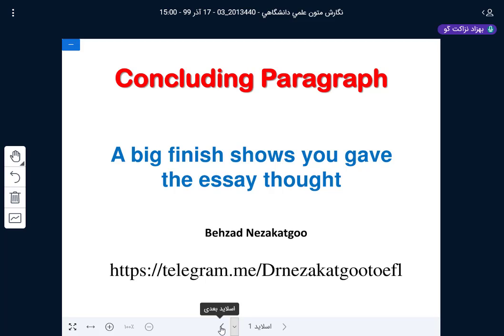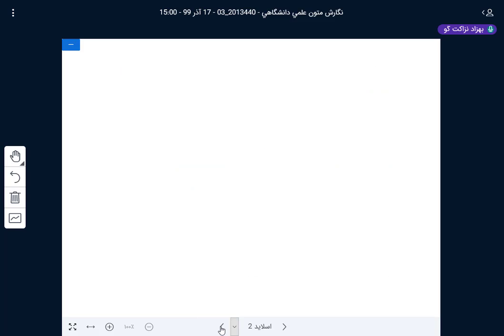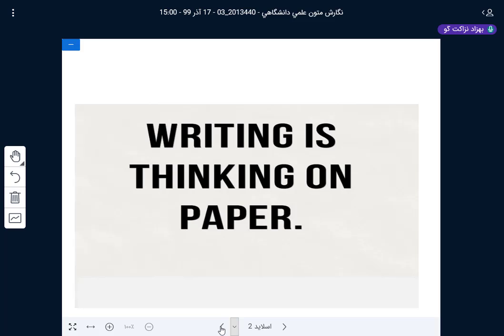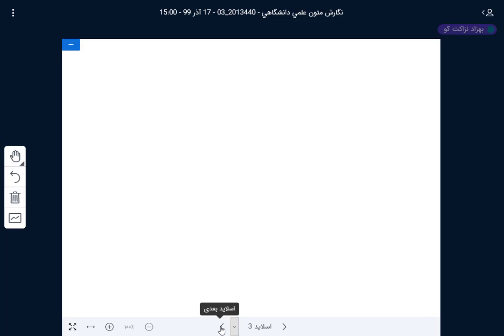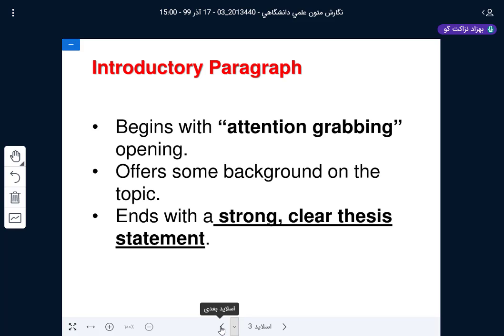Then, if the time allows, we will move to the process analysis type of paragraph today, and then we will see how we are utilizing the knowledge we have so far studied and develop a process analysis essay. Well, actually, writing is thinking on paper. This shows that writing is a process. If you don't think before putting your pen on the paper, you will have a disorganized passage.